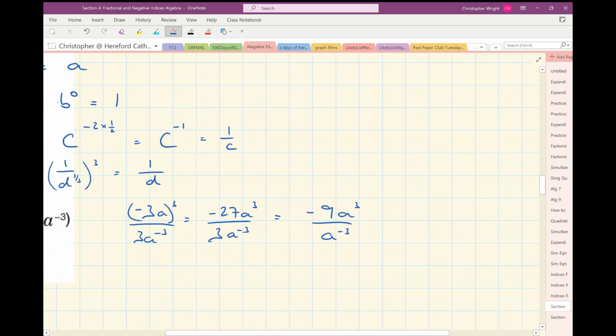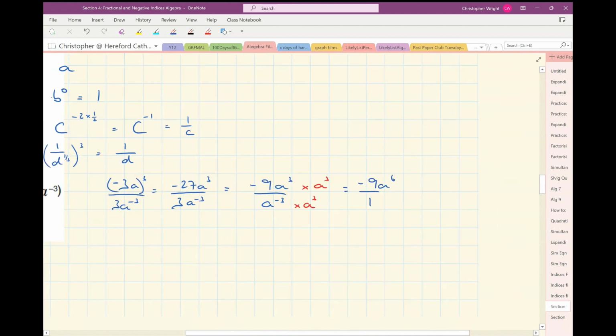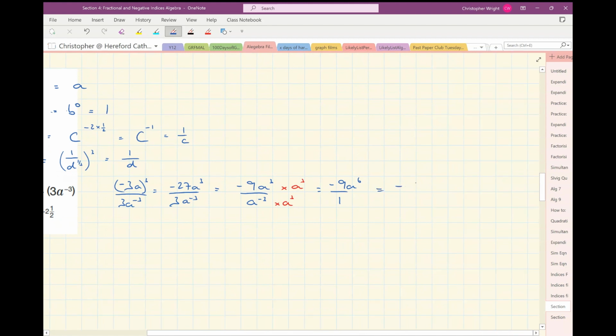Now you can think about this in a few different ways. I'm going to multiply top and bottom by a to the power of 3. Why am I doing that? Because that, a to the power of 3, will mean that my denominator, a to the power of minus 3 times a to the power of 3, is simply 1. And on the top, I will have minus 9a to the 6. So my answer is simply minus 9a to the power of 6.